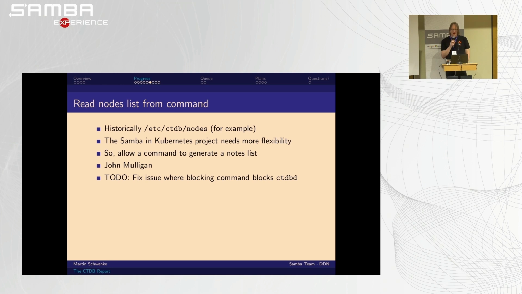So now we can call a command to generate the nodes list, and that apparently works quite well. We do need to fix a problem where the nodes list is read by the main CTDB process, which must never block, but at the moment it runs a command and effectively waits for it. The command had better be quick. So we need to dive back in and fix a little issue there and basically make that asynchronous.